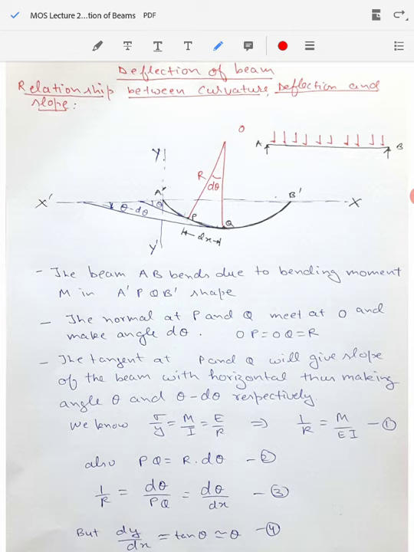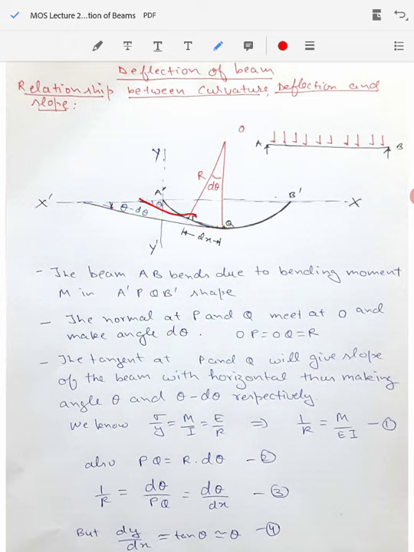Okay, deflected beam. If we draw a tangent at points P and Q as shown here, so we have drawn this tangent and this tangent. If we draw the tangents at P and Q, they will provide the slope of the beam with the horizontal. At point P it will make angle theta, at Q it will make angle theta minus d theta. So the tangents drawn at the points P and Q will provide the slope of the beam.